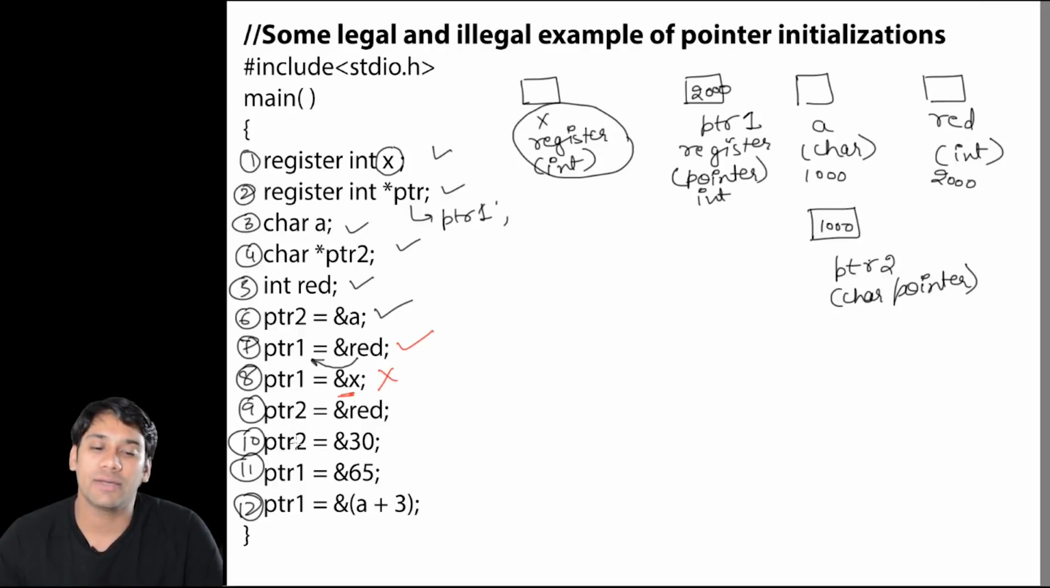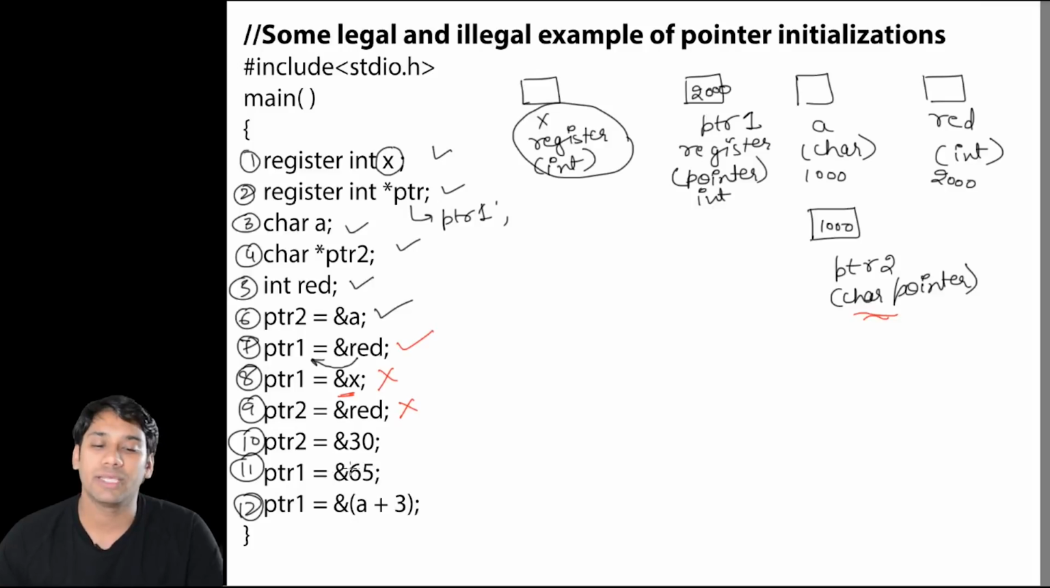Now in line number 9, we are saying ptr2 is equal to address of red, right? This red is an integer variable and this ptr2 is a character pointer. That means this character pointer is only going to point to a character variable, not an integer variable, right? So this is invalid because we cannot store the address of an integer variable into a character pointer. To store the address of an integer variable, you need an integer pointer.